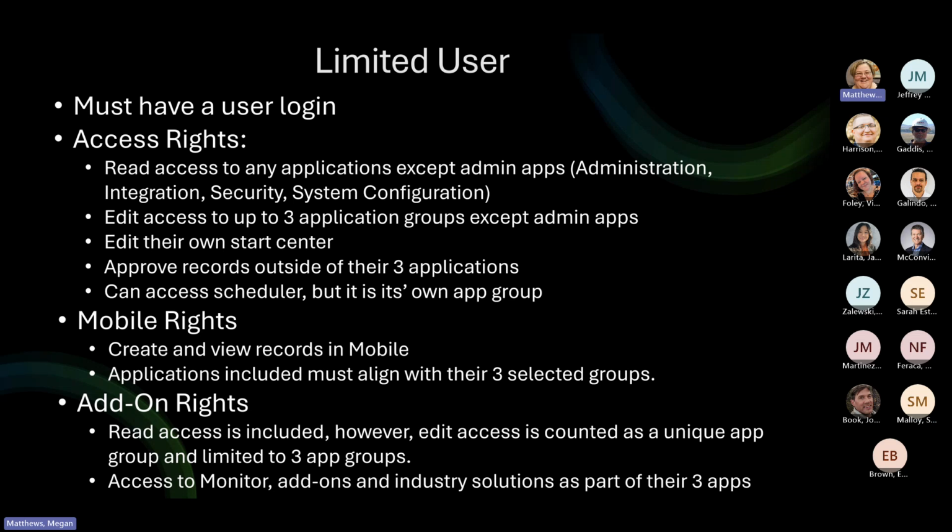They can approve records outside of their 3 apps. So if I give someone access to edit records in planning and preventive maintenance and work orders, I can also give them the ability to approve a purchase order, but they wouldn't be able to edit anything on a purchase order. They would only be able to read that and approve it, and that's it. So approval access is a little bit outside of the 3 applications, but any edit ability in those 3 application groups is considered one of the groups.